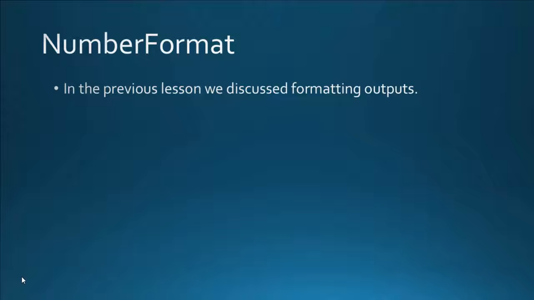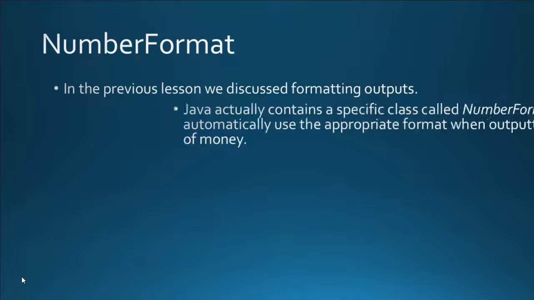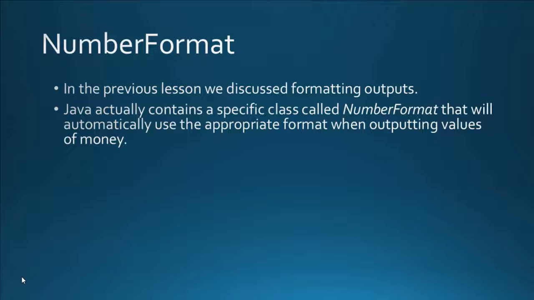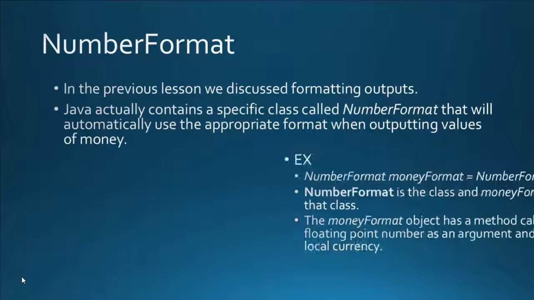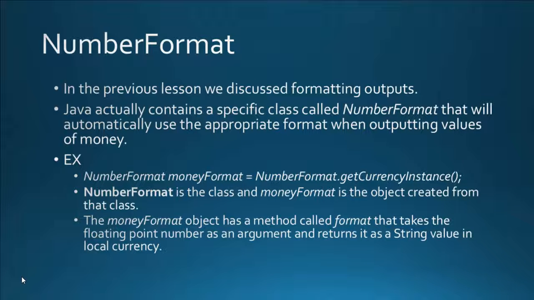In the previous lesson, we discussed numerous formatting outputs. Java actually contains a specific class called NumberFormat. It's automatically going to use the appropriate formatting when outputting values of money. So, for example, NumberFormat moneyFormat = NumberFormat.getCurrencyInstance. NumberFormat is the class, and moneyFormat is the object, so you could easily call it something else.